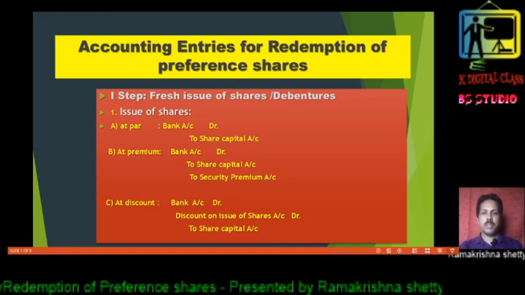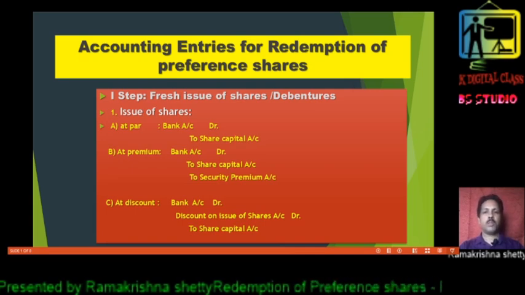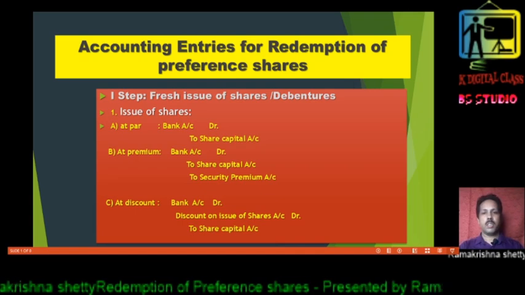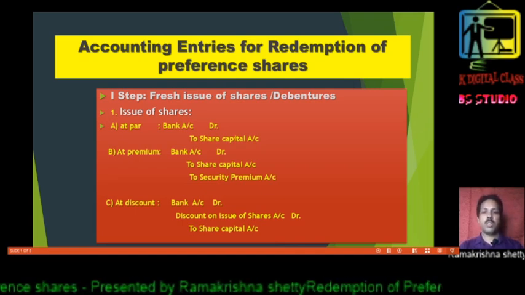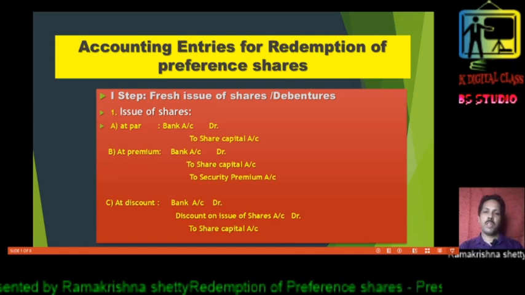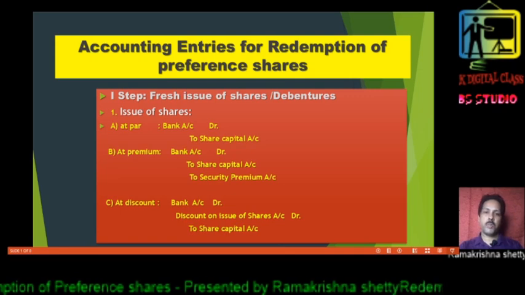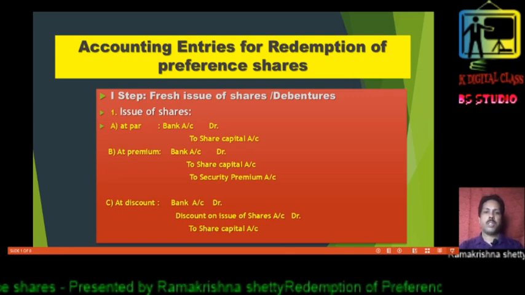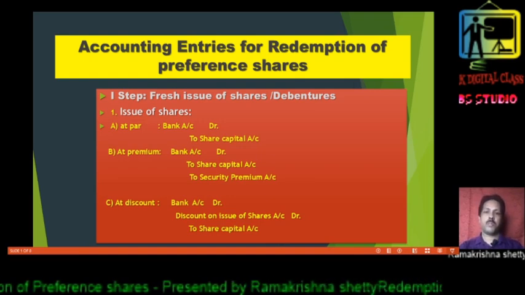In the previous session, I have explained the concept of redemption of preference shares, legal rules regarding redemption of preference shares, and other important aspects like divisible profit and proceeds of fresh issue. In this session, we'll study the accounting entries for redemption of preference shares.